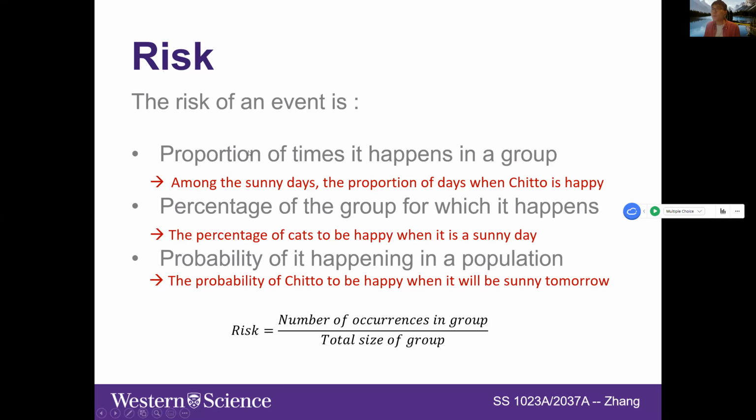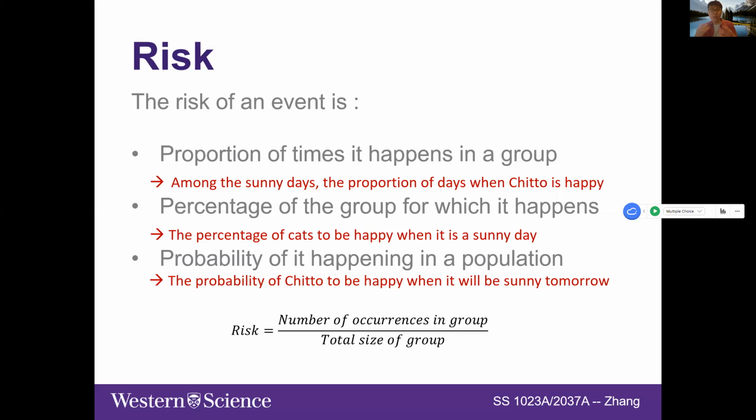For the first one, we could define the risk as, among the sunny days, the proportion of the days when Cheeto is happy. This is the risk of Cheeto being happy on a sunny day. In the second definition, it could be the percentage of cats in a general cat population that are happy when it is a sunny day. This is also interpreted as the risk of being happy for cats.